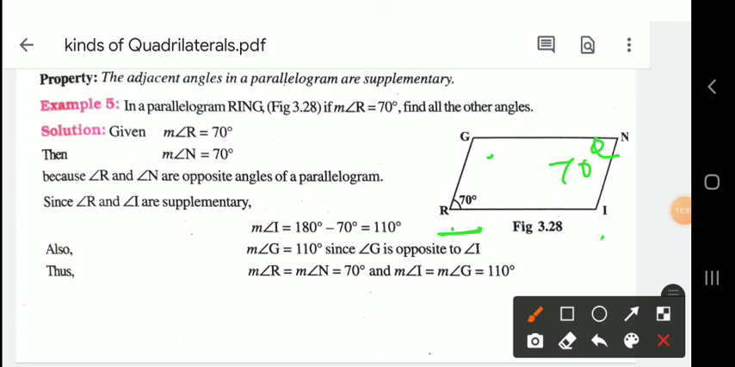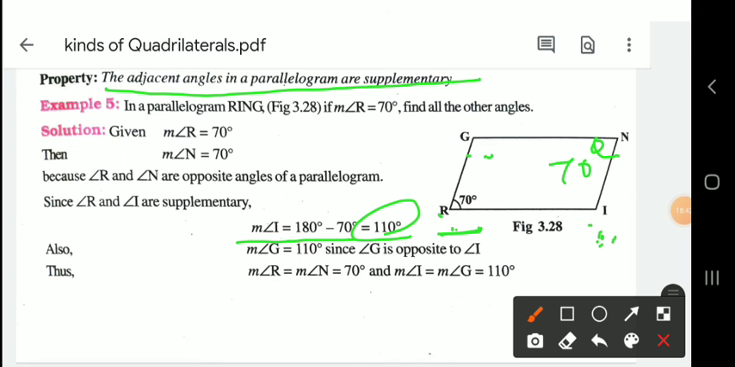Also R and I, these two angles are adjacent angles and we have learned adjacent angles of parallelogram are supplementary. So if angle R and I are supplementary adjacent angles, their sum must be equal to 180. So angle R plus angle I is equal to 180. So what is the measure of I? Measure of angle I is equal to 180 minus 70, which is 110 degree. So here we get angle I is equal to 110 degree, and angle I and angle G are opposite angles and opposite angles are same. So we get here angle G is equal to 110 degree.